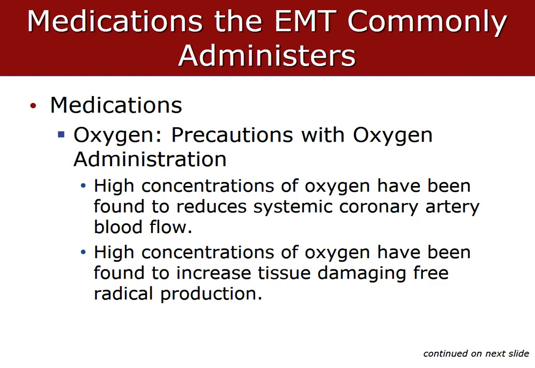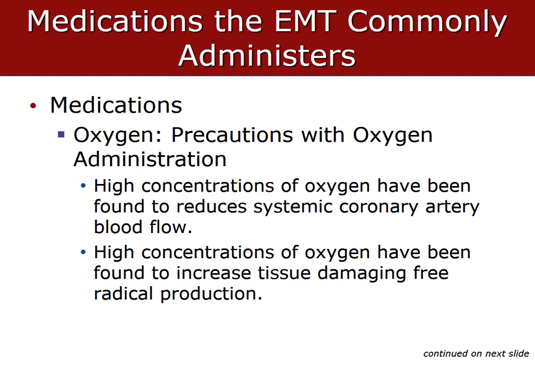In healthy individuals, high concentrations of oxygen have been found to reduce cardiac output and left ventricular perfusion, which reduces systemic and coronary artery blood flow. In patients with heart disease, hyperoxia, high oxygen levels, leads to coronary artery vasoconstriction and a higher coronary artery resistance, thereby reducing coronary artery blood flow to the heart muscle. This can lead to a reduction in cardiac output, cardiac ischemia, and possibly life-threatening cardiac rhythm disturbances.